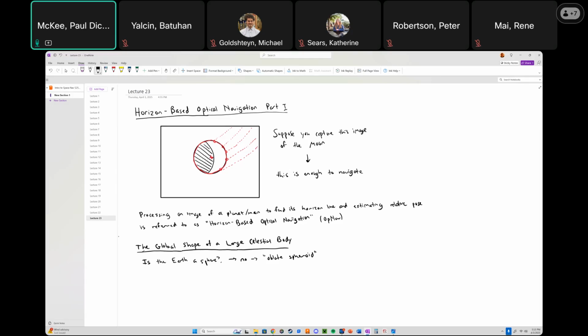Here's another question. Is the Moon a sphere? And the answer to this one is kinda, yeah. It's pretty close to a sphere. It's close enough that you can treat it as a sphere for most navigation purposes. Right? So planets and dwarf planets and moons are often well modeled as triaxial ellipsoids.